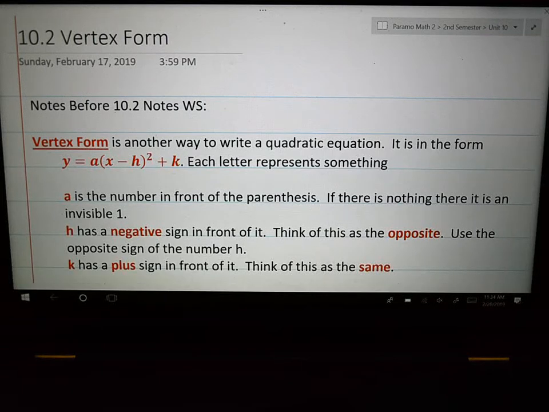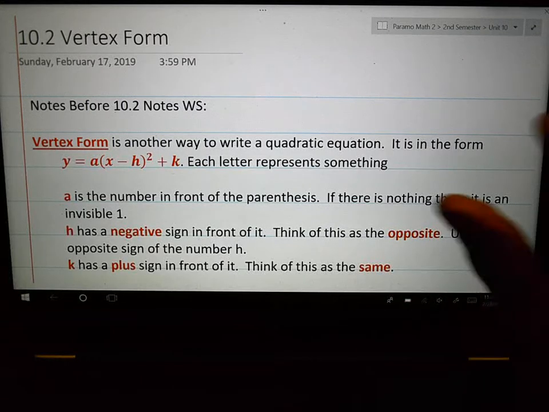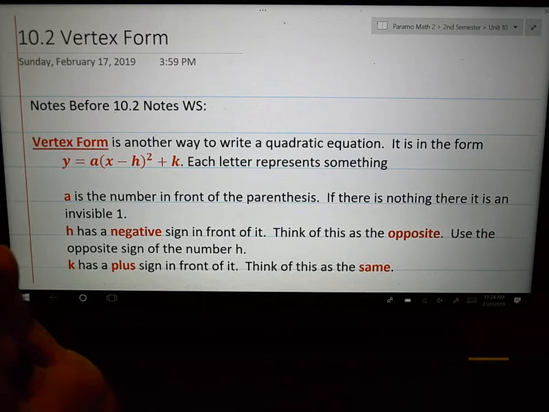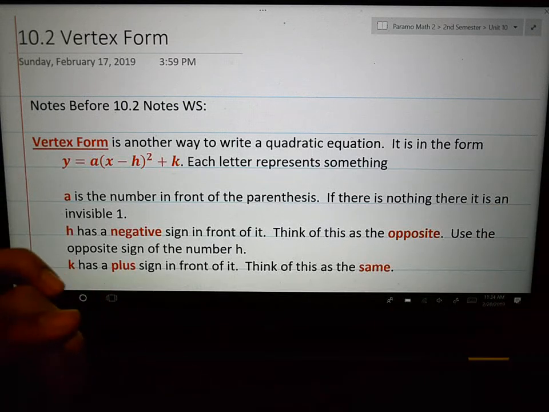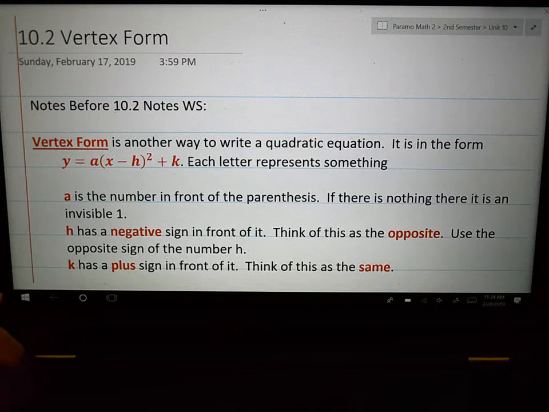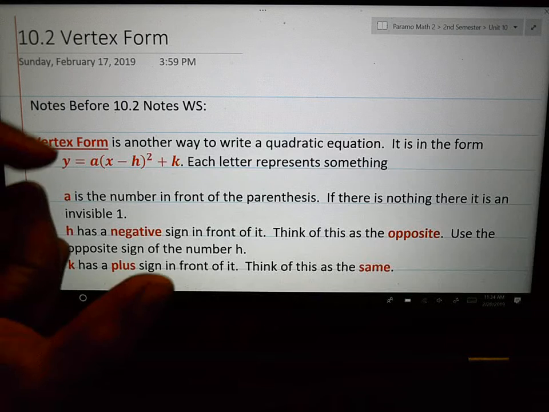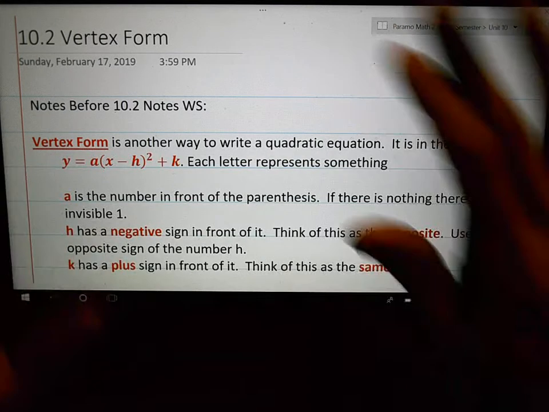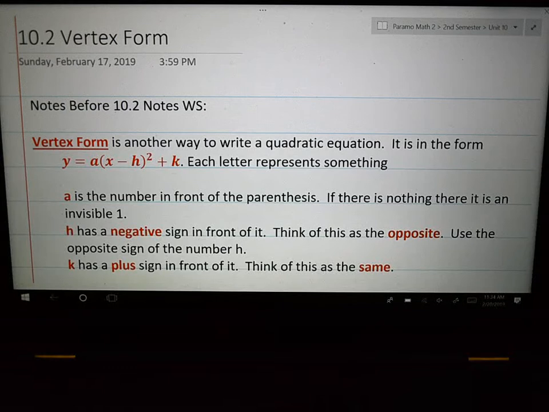So in 10.2, just like 10.1, there's a notes worksheet and then there's a homework worksheet. We're only going to get through the notes worksheet for section 2. When you come to school on Friday, we will pick up and do some more notes for the notes worksheet, things that we should have picked up after we do the notes worksheet.